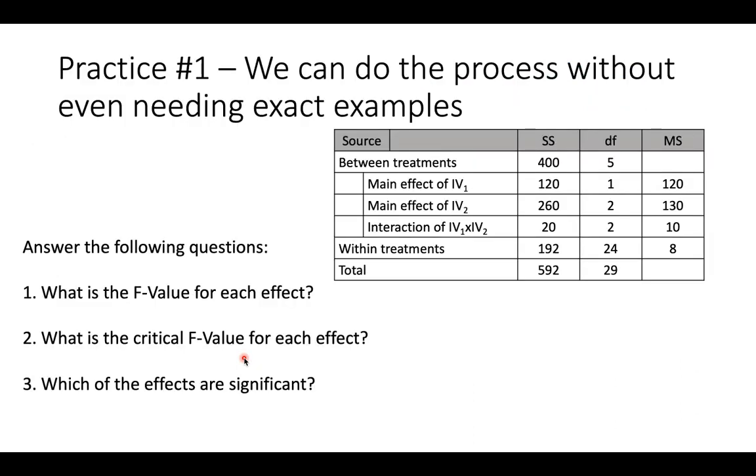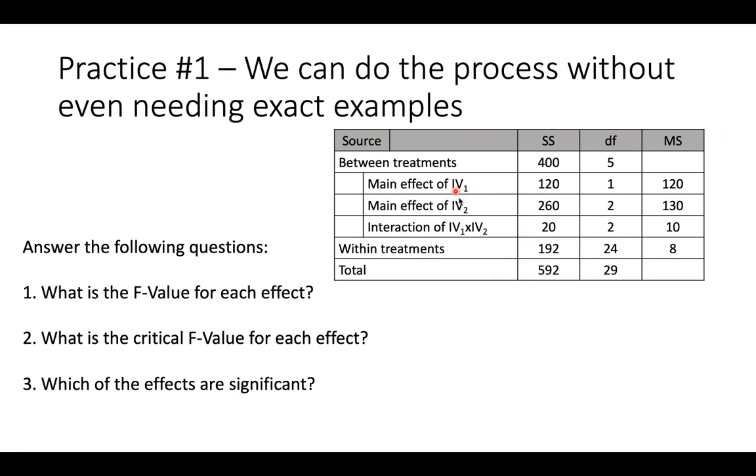Okay, so what we want to do next is practice understanding where these F values come from within an ANOVA table. We're going to do that with an example that doesn't have any context. We're going to start without context, and then we're going to add context and attempt to calculate and interpret our F values.